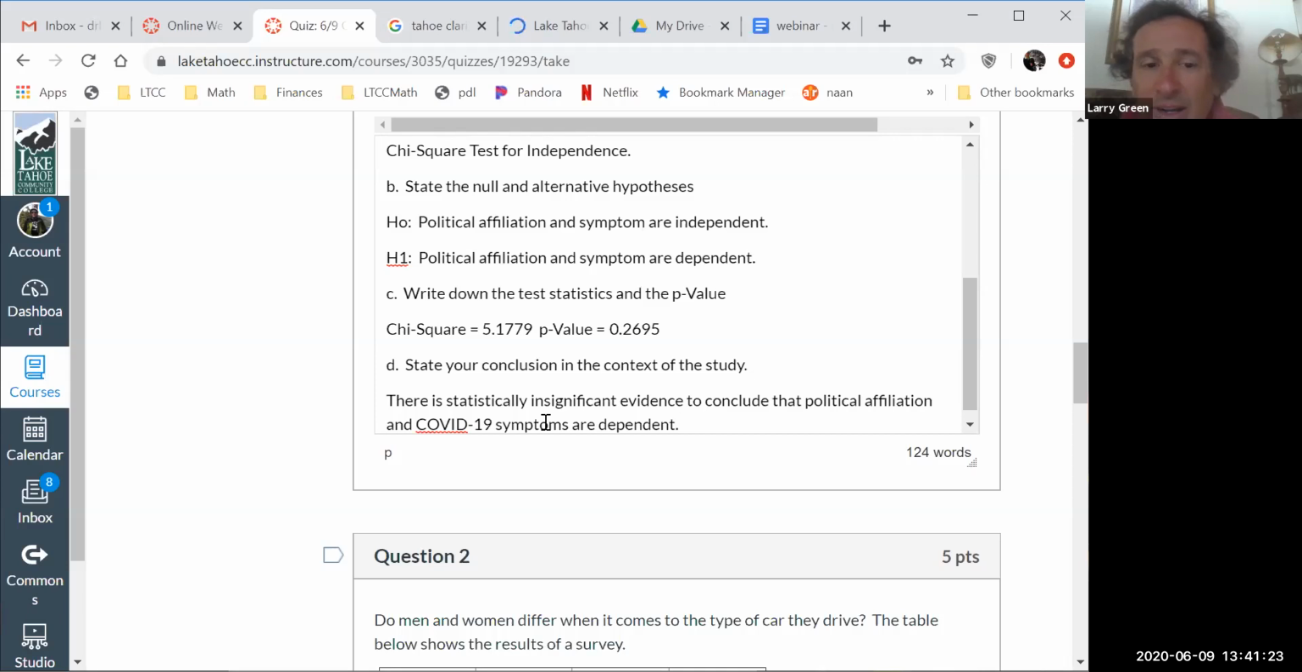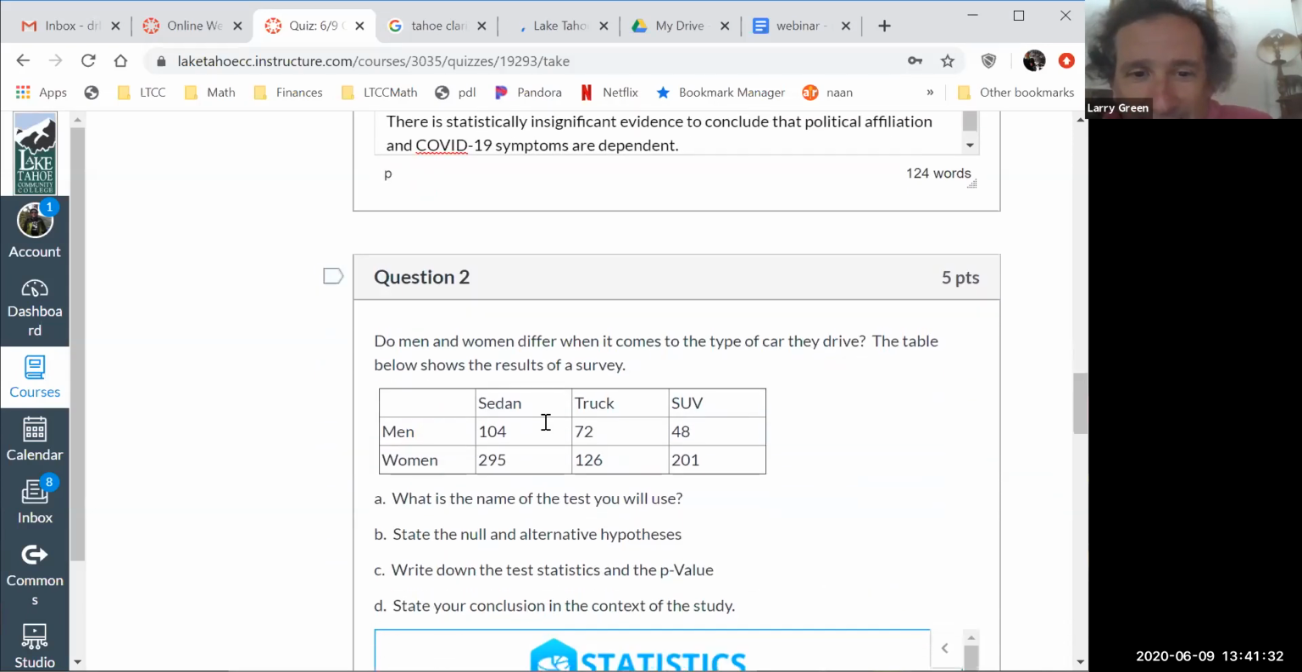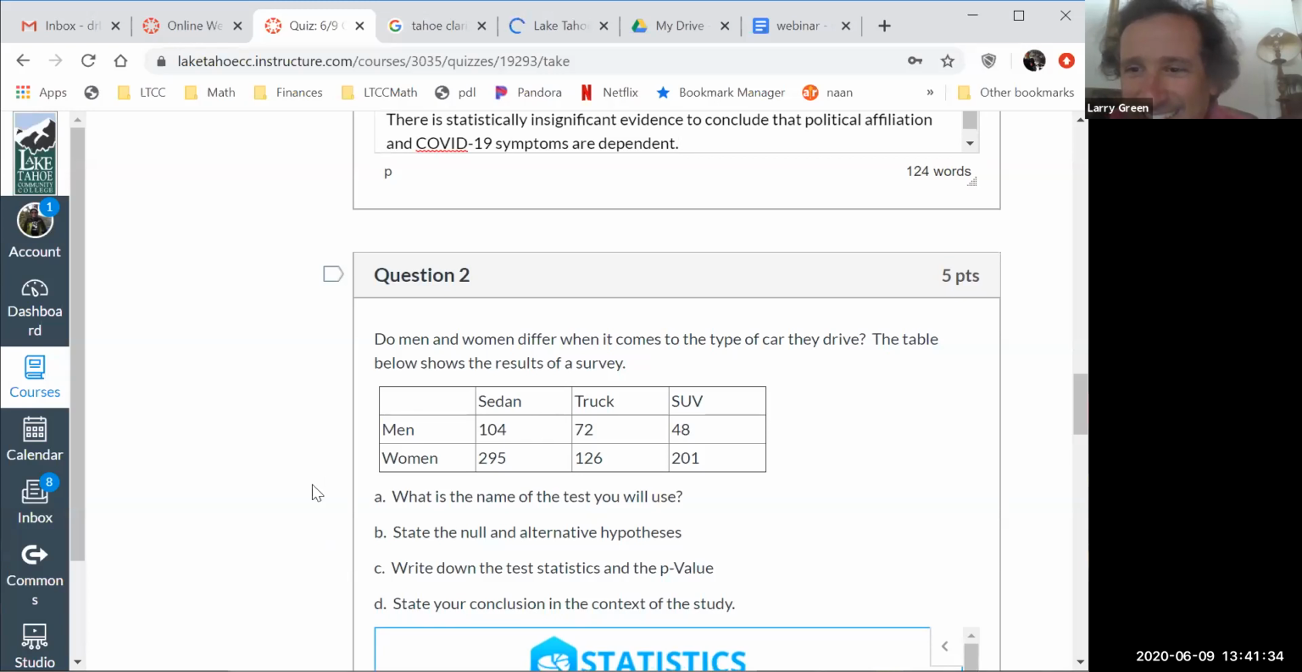Any questions at all on question 1? And by the way, question 2, I copied and pasted A, B, C, and D. It's exactly the same A, B, C, and D. The hard part is to know which test to use. And the hope is the rest wouldn't be hard.